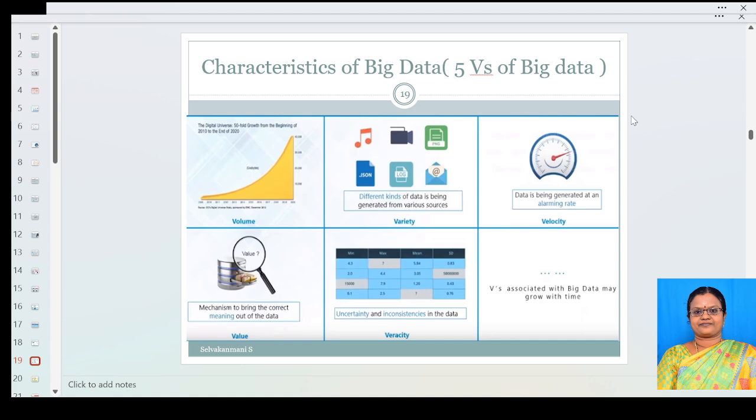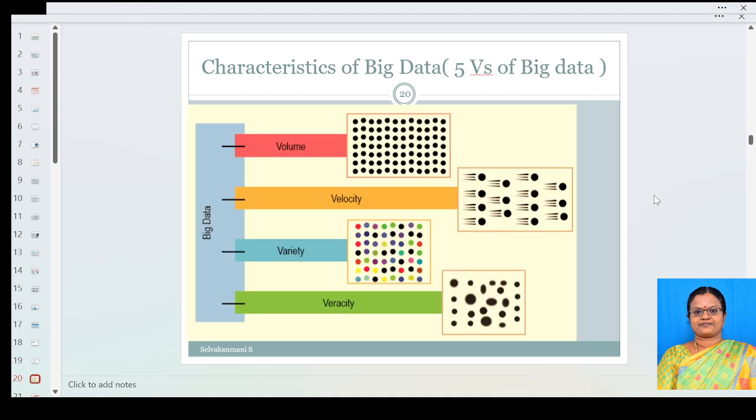So on the whole, if you see volume, there is a sharp rise or an exponential increase in the amount of information. If you see the variety, different kinds of data are being generated from various sources. And if you see the velocity, data is being generated at an alarming rate. And the value, the mechanism to bring the correct meaning out of the data, and veracity, that is the uncertainty and inconsistency in the data. In the future there might be one more characteristic included along with these five Vs also.